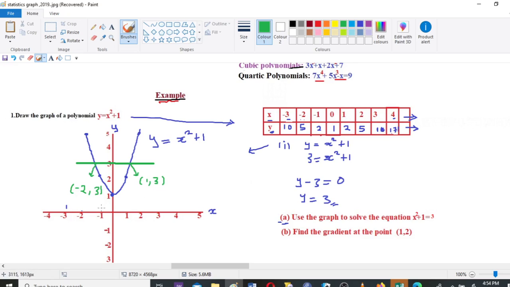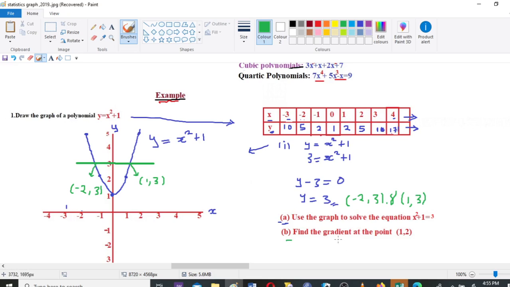Okay, so in this case, these will be our solutions. For this one, our solutions are negative 2, 3, and 1, 3. So these are our solutions. Now next, that is B.